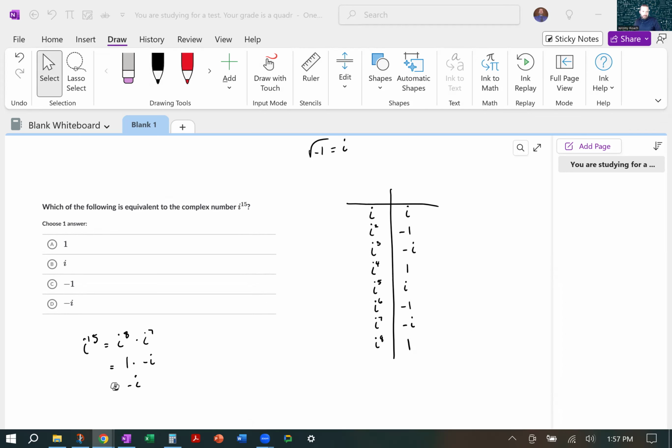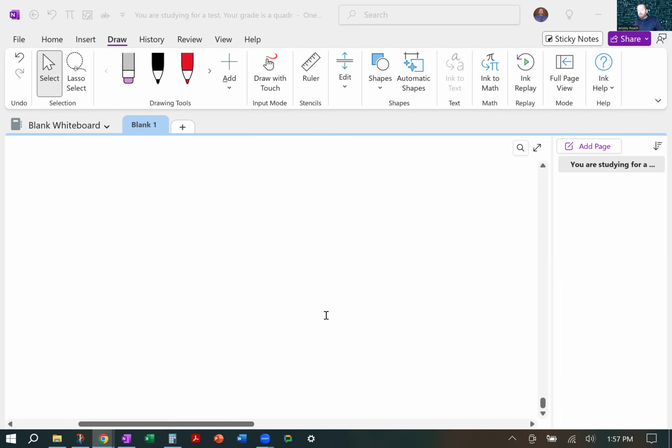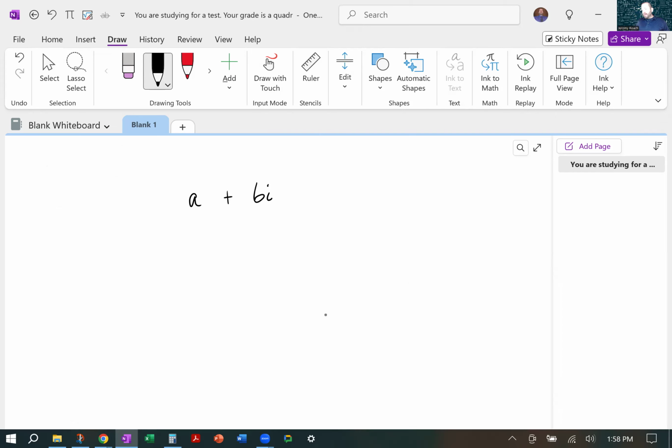Okay. Now we're going to look at complex numbers. So complex numbers are numbers that involve i and a regular number. Complex numbers are written in the form a plus bi. Sometimes they're written with the i first, as bi plus a, but technically this is the way that we write complex numbers.